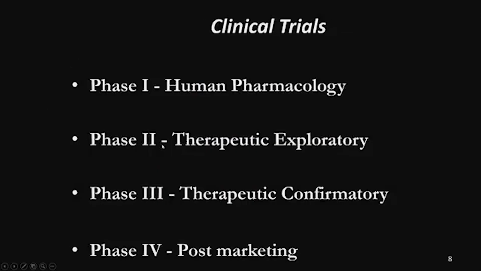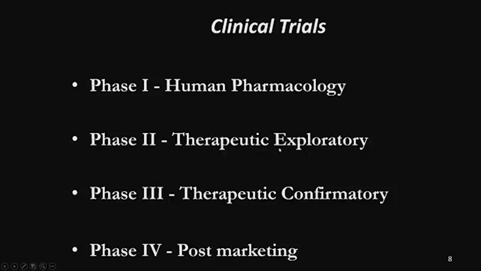Okay. But as I said, our focus is more on this side of it and nothing to do with that side. Okay. But still we need to understand a little bit about phase 1, phase 2, phase 3 and phase 4. So, there are 4 different phases of operation. Phase 1 involves human pharmacology, phase 2 involves therapeutic exploratory, phase 3 involves therapeutic confirmatory, phase 4 like I said post marketing, after it has been marketed. In phase 1 we are looking at any side effects that may be caused by the drug when it is given to healthy volunteers.